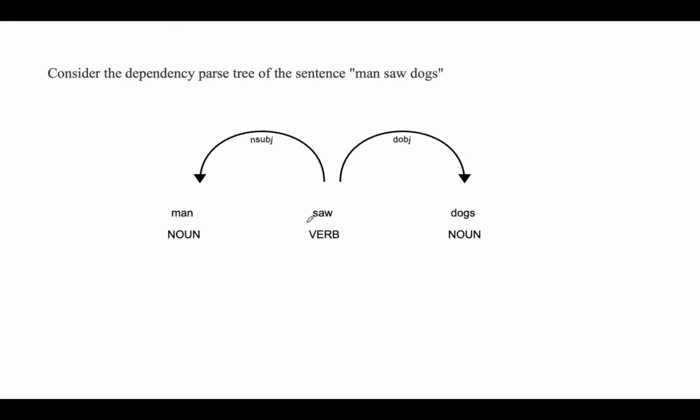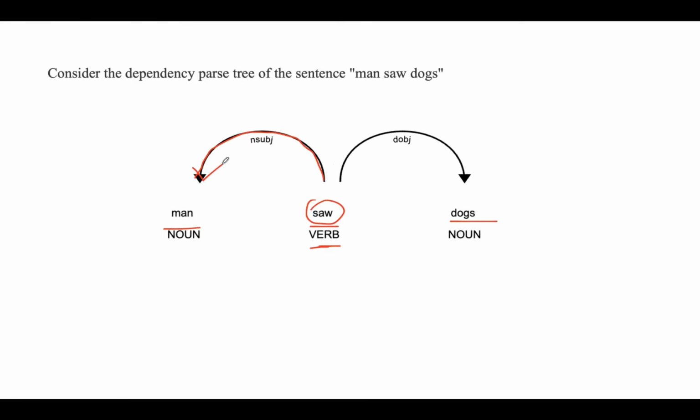And then here, man is the subject of the sentence. So man is the subject and saw is the main verb, as well as dogs is the object of saw. So in dependency parsing, we start from the root of the sentence, which is the verb. Here the root of the sentence is saw, so we start from this place and move to other words. So the root word is saw.